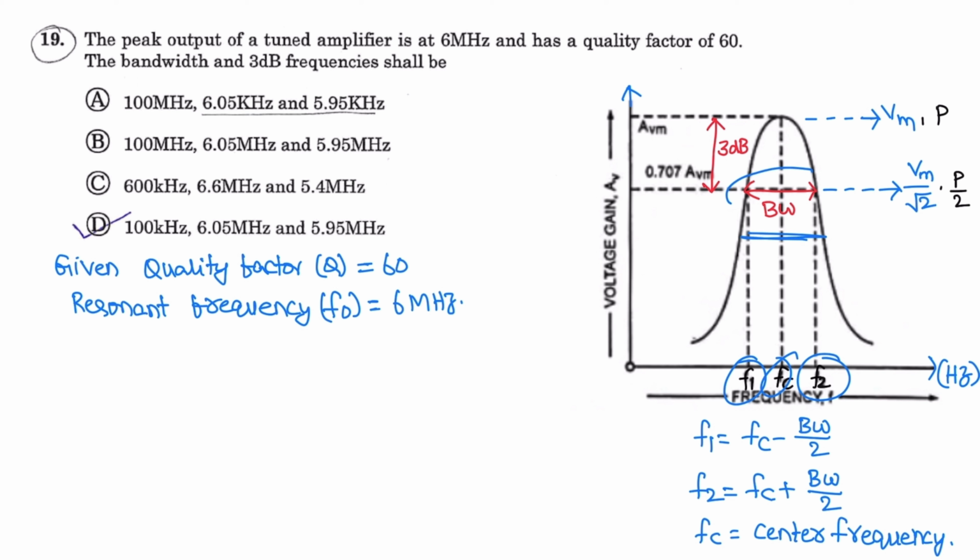Now maximum voltage is Vm and 3 dB voltage is Vm by root 2. Maximum power is P and 3 dB power is P by 2. These 3 dB frequencies are also called half power frequencies, where this width is the bandwidth. Now the bandwidth is symmetrical, so on this side it is bandwidth by 2, and on this side it is bandwidth by 2. So the bandwidth is symmetrical about the resonant frequency.